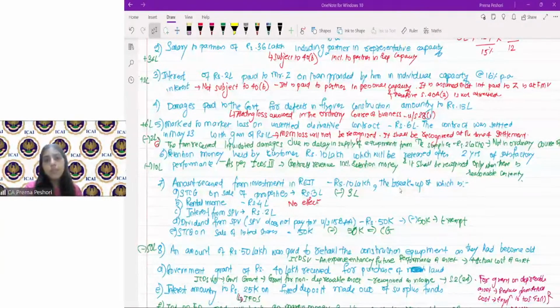Very important point. Yes, past. Yes, correct, Kaushiki. That is the salary calculation of the remuneration.